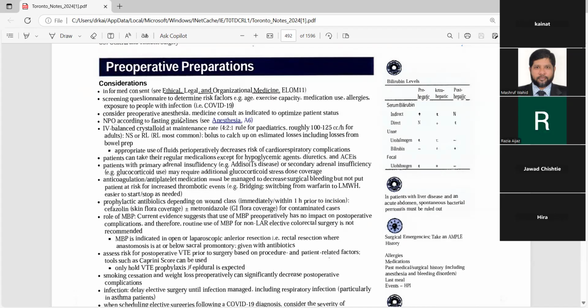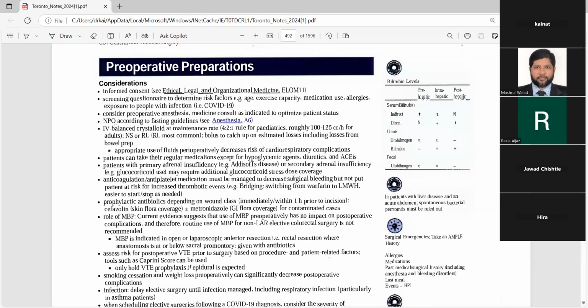So consider the preoperative anesthesia medical consult, and then NPO according to the fasting guideline, then IV crystalloid or maintenance fluid, and always keep fresh blood in your hand if this is a major bleed. Appropriate use of fluids preoperatively decreases the risk of cardiorespiratory complications. If you go to anesthesia, you can find more about this one. I would rather go to anesthesia and read this from there, but we can just read it quickly from here too. Patient can take their regular medications except for hypoglycemics, diuretics, and ACE inhibitors.